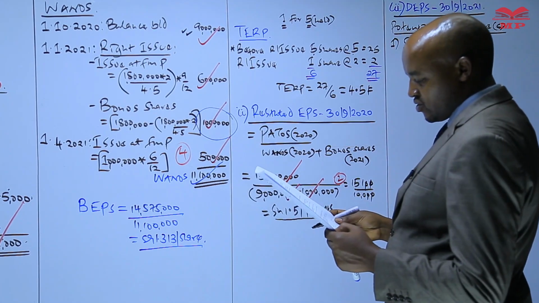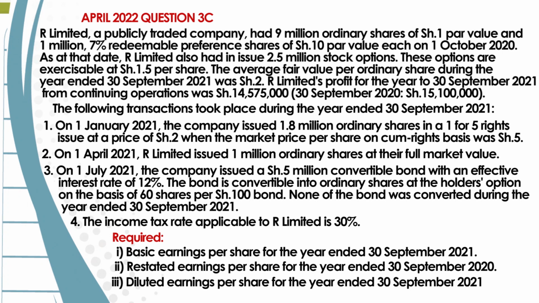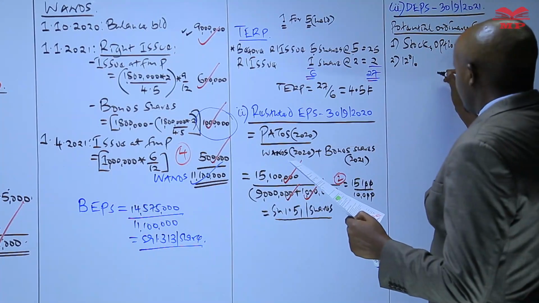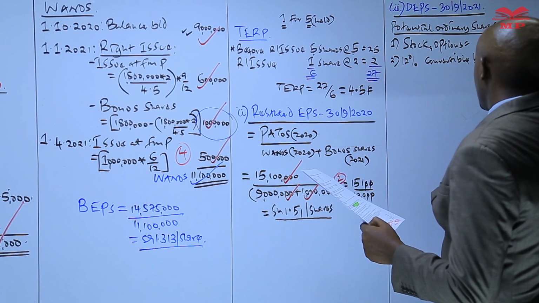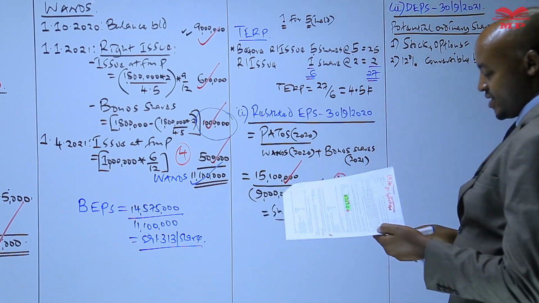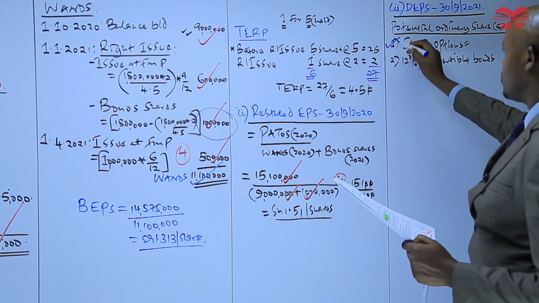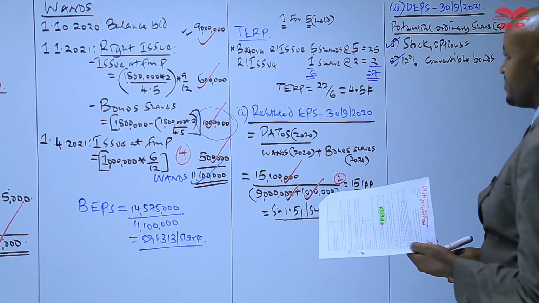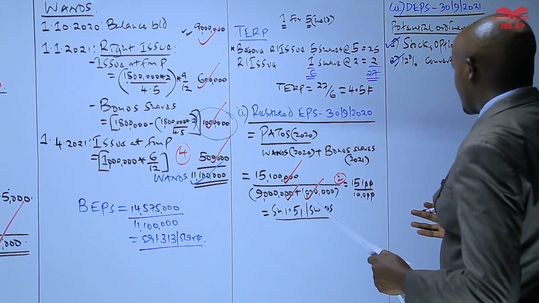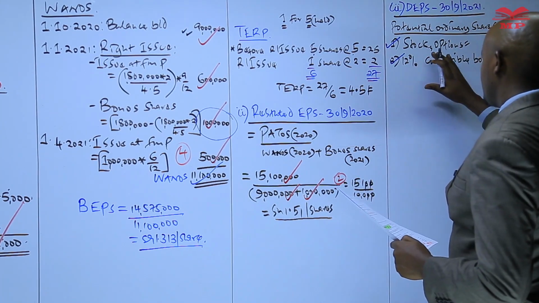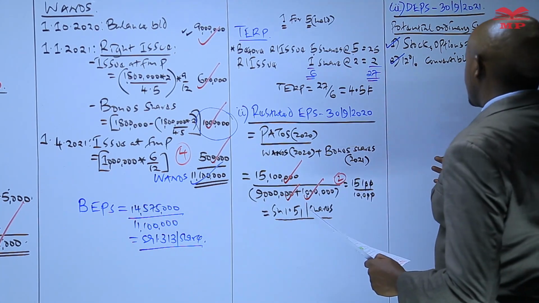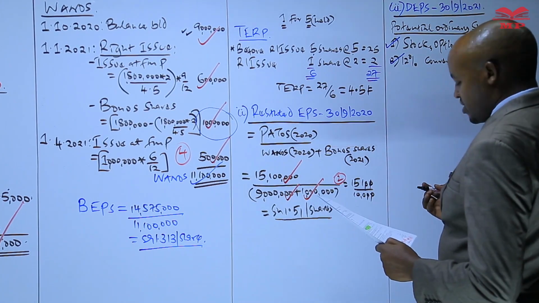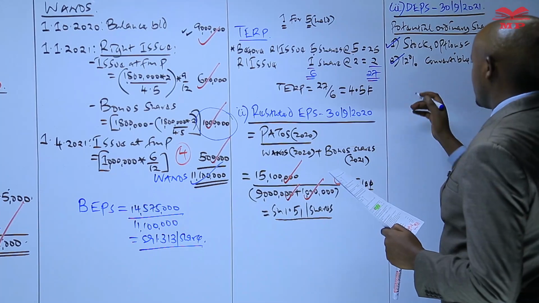Also, if you go to the information given in note number 3, we are told this company also issued 12% convertible bonds. So therefore, in our case, these are the two potential ordinary shares which R Limited had in the year 2021. Having done that, we go to step 2. We compute the increase in earnings, increase in number of shares for each, on the assumption that these potential ordinary shares were converted into ordinary shares during the current year. So let's start with the stock options.